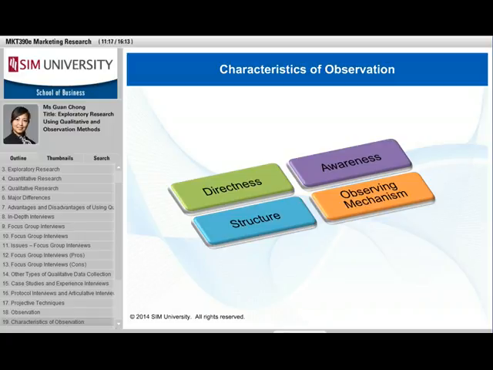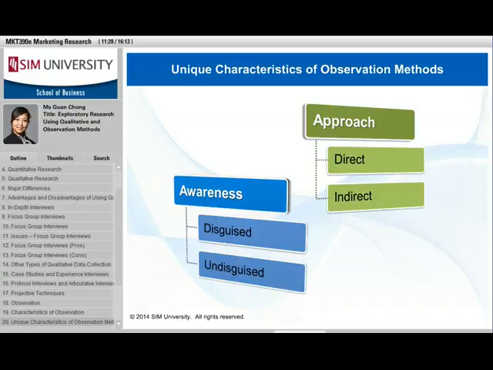Observation can be described in terms of four characteristics: directness, awareness, structure, and type of observing mechanism. Direct observation is the process of observing actual behavior, activities, or events and recording them as they occur. Indirect observation uses methods to observe the artifacts that represent behaviors from earlier time periods.